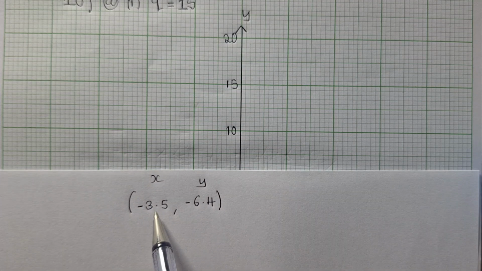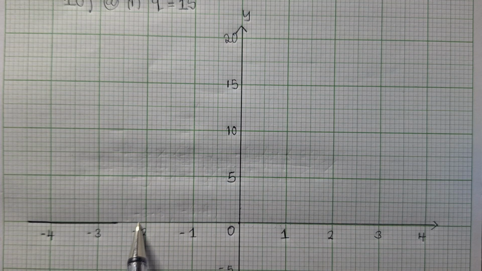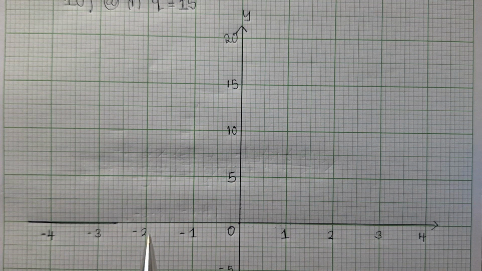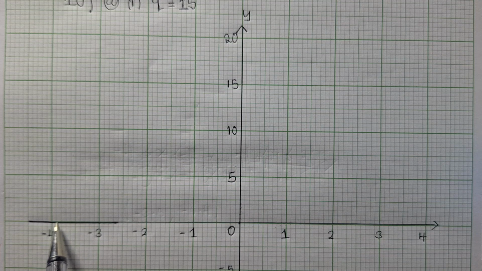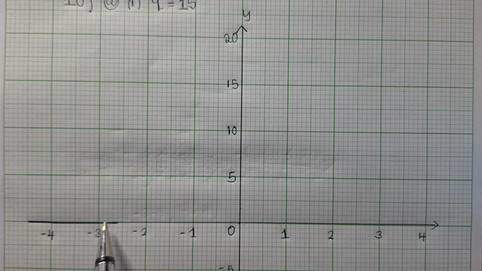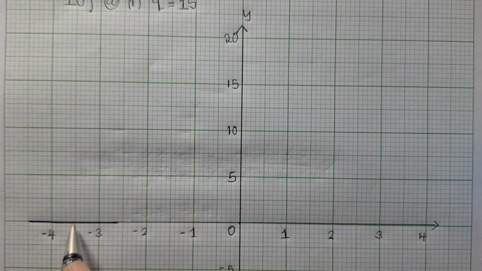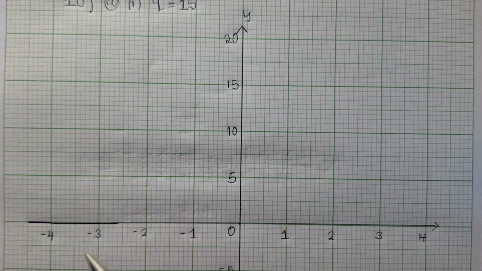It's negative 3.5 on the x-axis. So I'll go to the negative side of the x-axis. Negative 3 is right here. Then 0.1, 0.2, 0.3, 0.4, 0.5, 0.6, 0.7, 0.8, 0.9, and negative 4. I want negative 3.5, so it will just be 0.1, 0.2, 0.3, 0.4, 0.5. The point will be somewhere here for the x-axis.